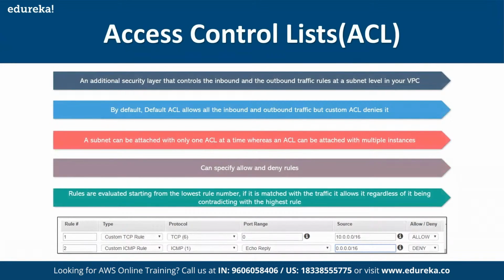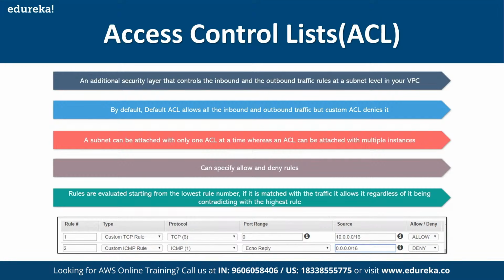We also call them ACLs, access control lists. This is at the subnet level. So you have one more additional level at the subnet level. If you want to further filter what is entering the subnet, you can have an NACL attached to it. One NACL can be attached to multiple subnets. Now in the NACL, you can have allow rules as well as deny rules.